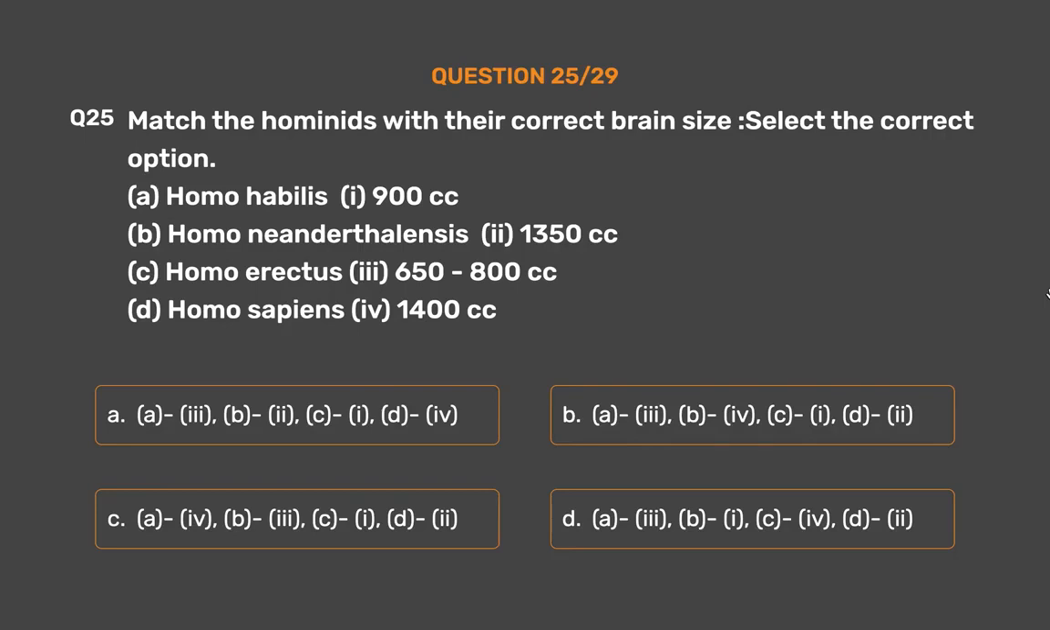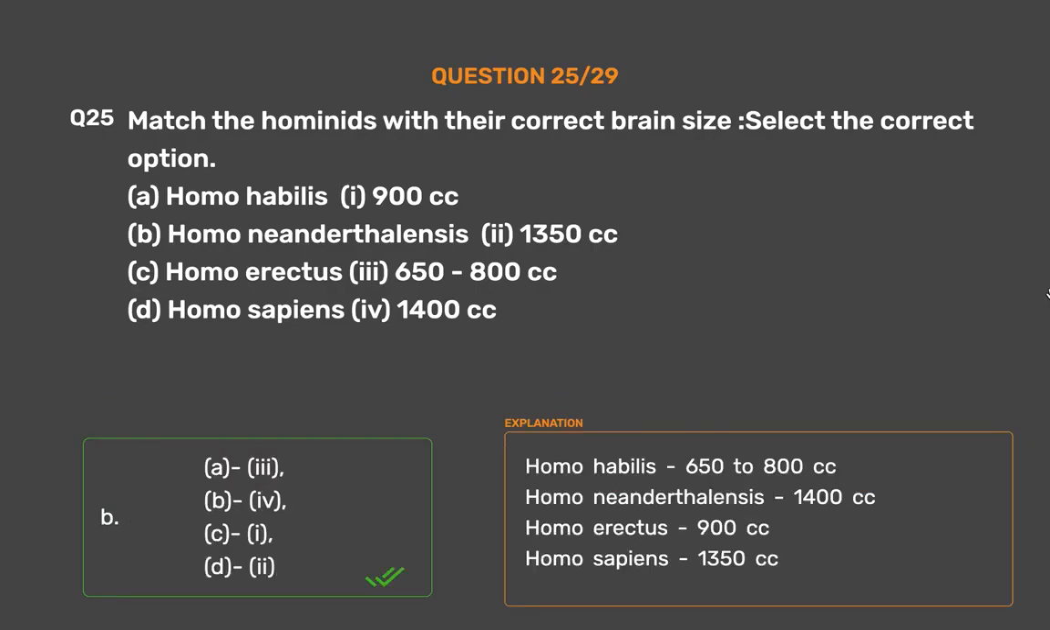The correct answer is Option B. A-3, B-4, C-1, D-2. Homo habilis, 650 to 800 cc. Homo neanderthalensis, 1400 cc. Homo erectus, 900 cc. Homo sapiens, 1350 cc.